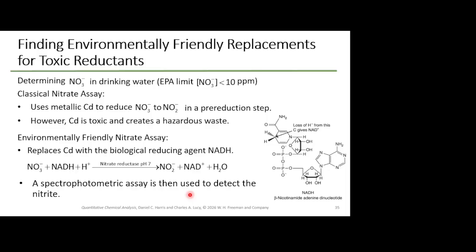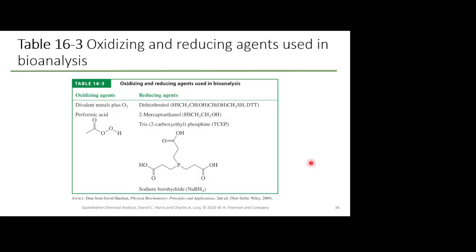A spectrophotometric assay is then used to detect that nitrate. You can use spectrometers, of course, to detect wavelength changes and differences. And so oftentimes that's a better way than trying to see it visually, and you can see it in places where you can't see light visibly, of course.